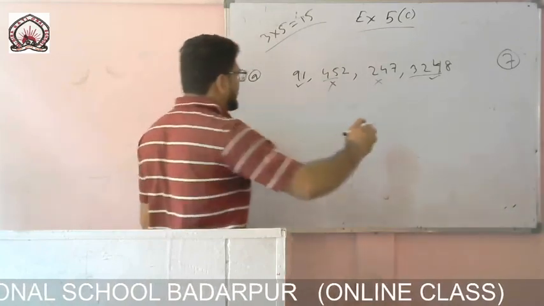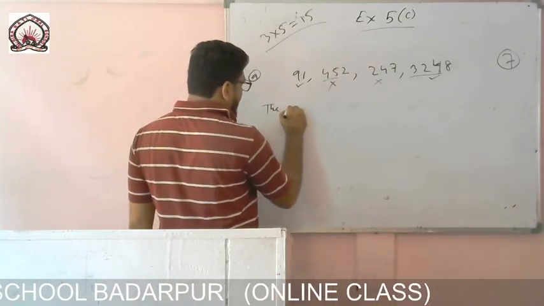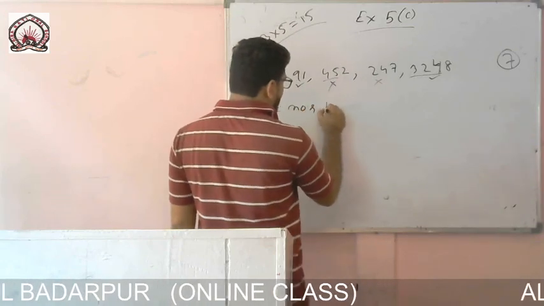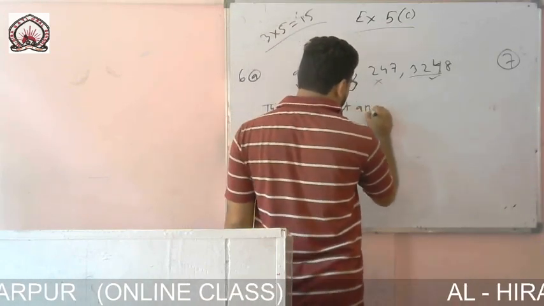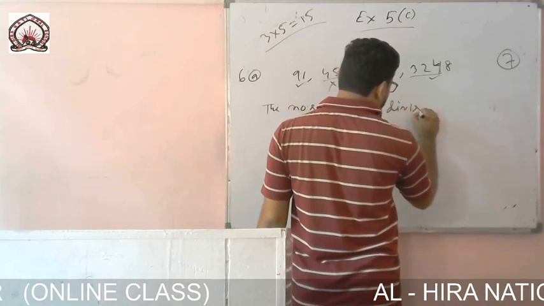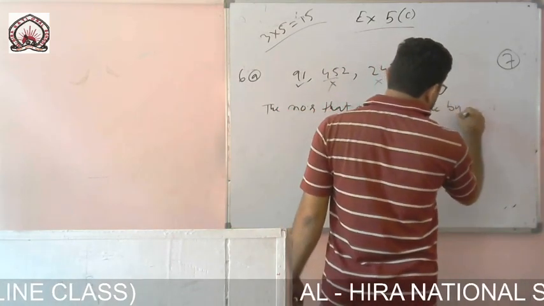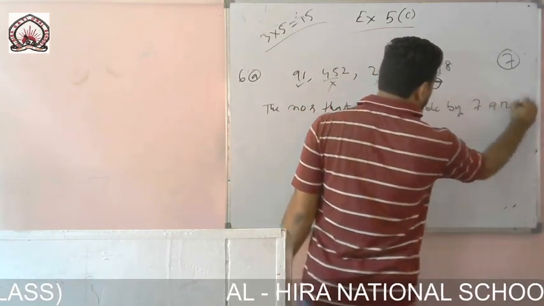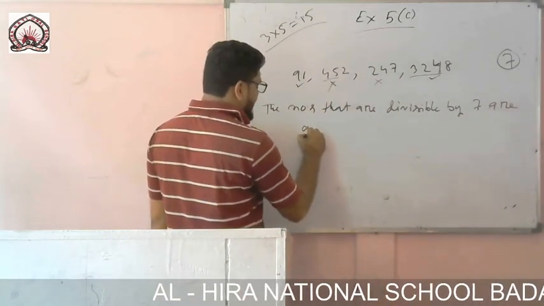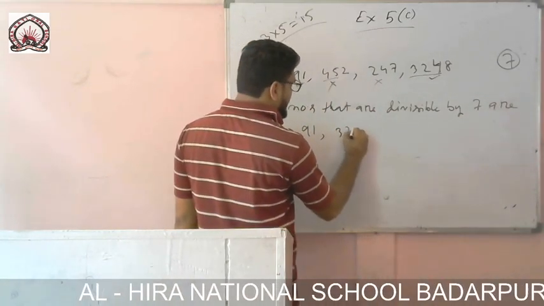So write the numbers that are divisible by 7: 91 and 3248.